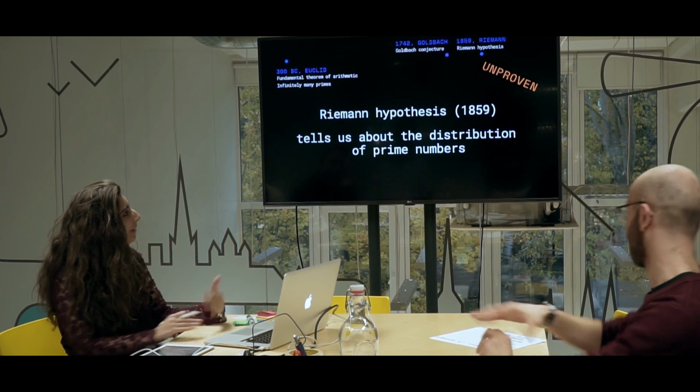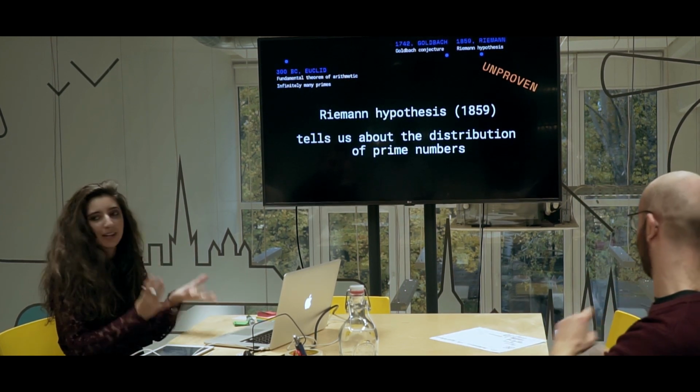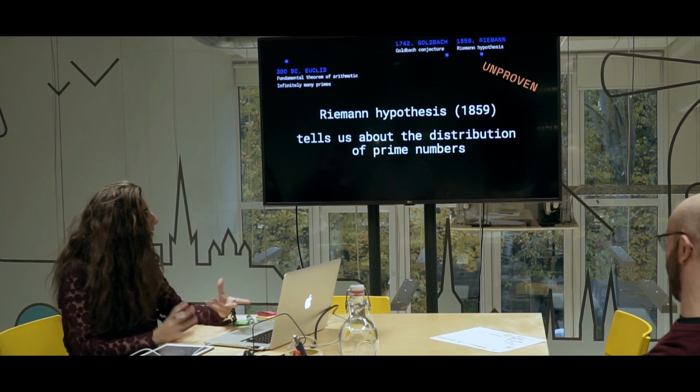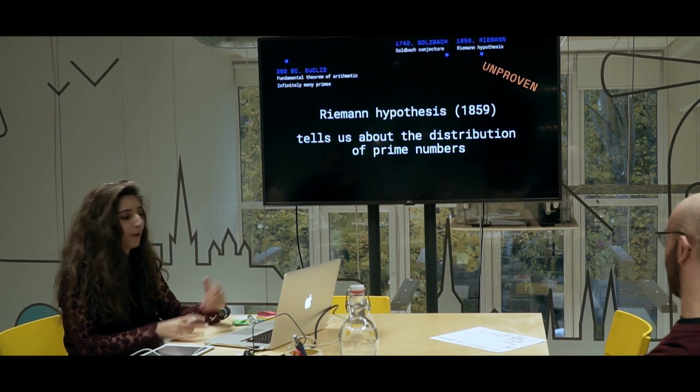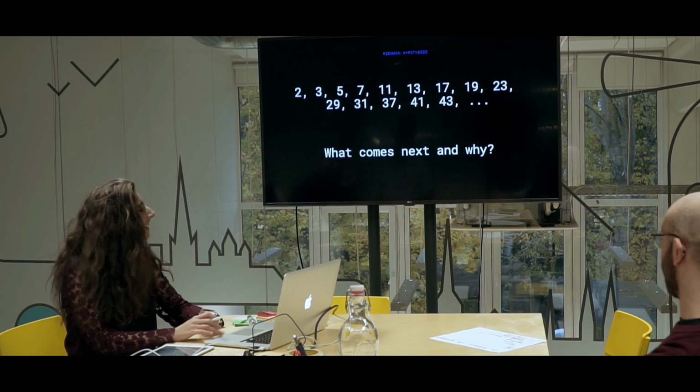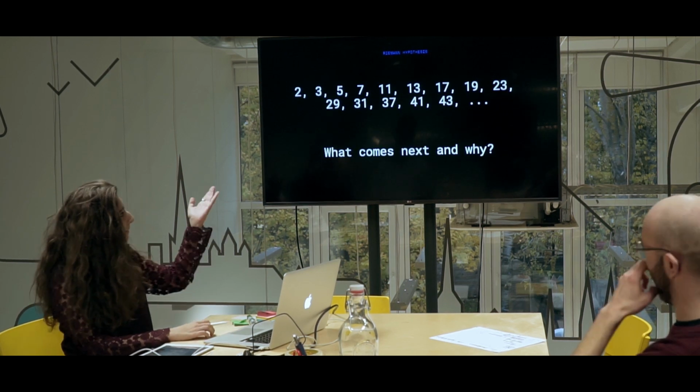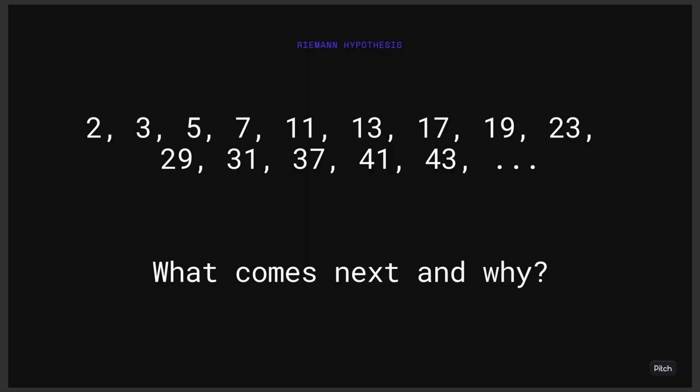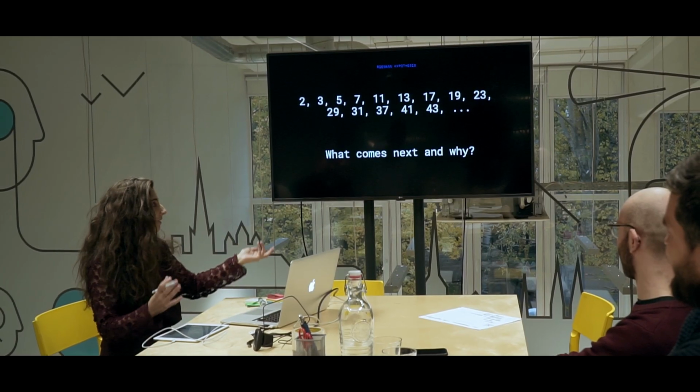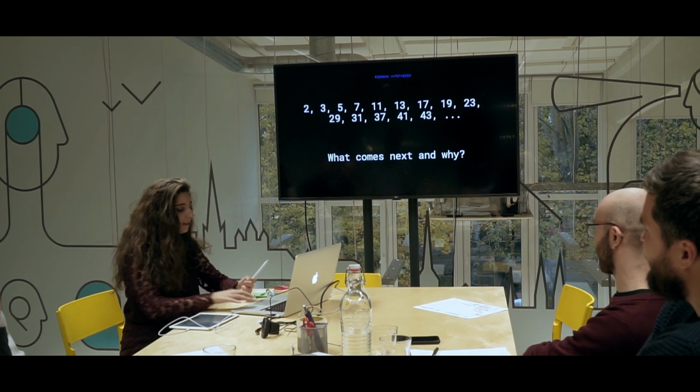So the more basic version is this weird statement of the Riemann hypothesis that sounds very obscure. It tells us something about the distribution of prime numbers. Most definitely. So remember, the prime numbers are these things, and the distribution means what would come next in this pattern and why. And no mathematician to this point has been able to answer this question.